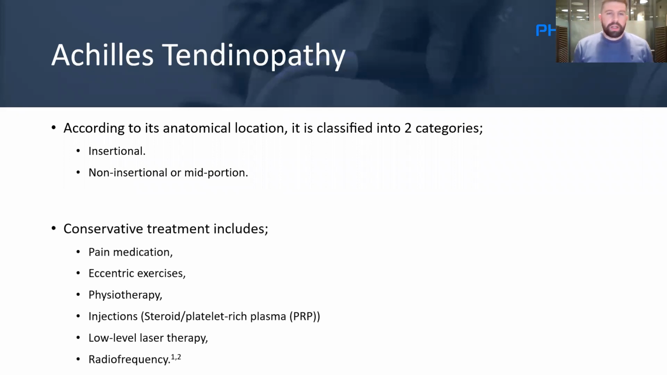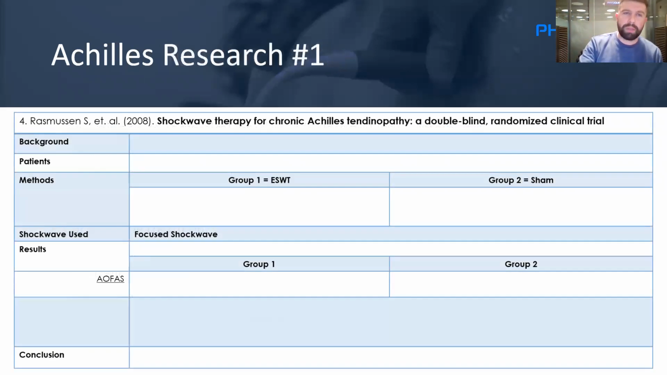We're all familiar with the conservative treatment: pain meds, eccentric exercise, which is the big one. That's probably the go-to aspect with physiotherapy. Could look at injections as well, low-level lasers, radiofrequency treatments. There's a multitude of other things that we've probably not got in there as well. So there's plenty of options that we've got to manage these. We're going to look at some research with the Achilles.